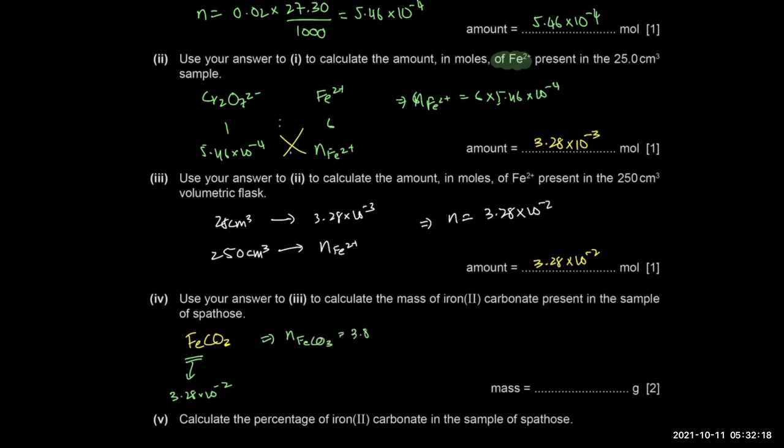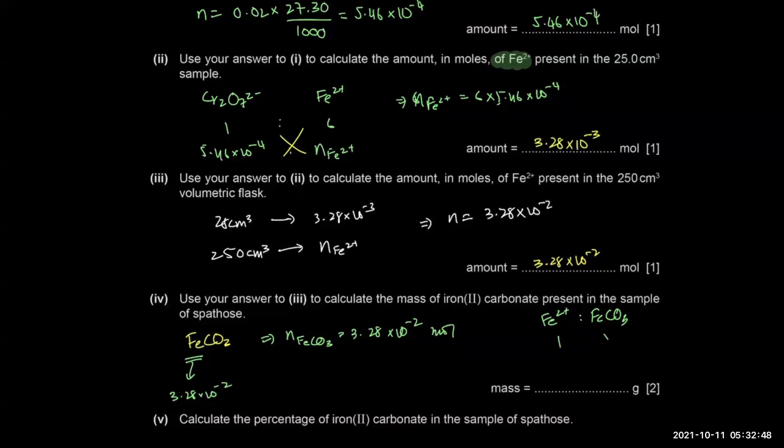क्योंकि भाई अगर आपको पता है कि कार्बोनेट के 1 मोल से आयरन का 1 मोल आता है, आपको पता है कि Fe2+ और FeCO3 का रेशियो 1:1 है. So आपके पास जितना भी iron 2 plus था उतना ही iron 2 carbonate होगा, right? So this is the number of moles of iron 2 carbonate that I have. So then what's the mass of iron 2 carbonate? The question is asking for the mass of iron 2 carbonate.